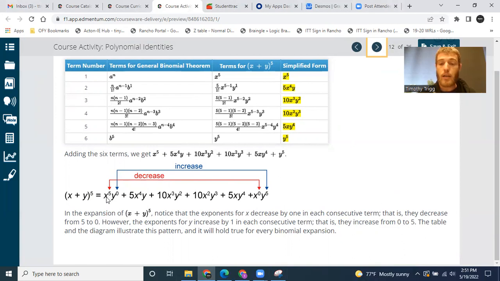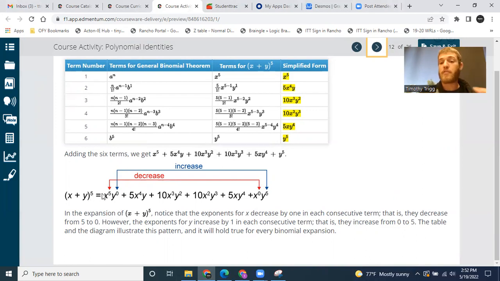Notice my x degree is decreasing each term, right? X to the power of 5, x to the power of 4, x to the power of 3, x to the power of 2, then 1, then 0. But our y's are increasing. Y to the power of 0, y to the power of 1, power of 2, y to the power of 3, power of 4, power of 5. Okay? Now, that's how all these are going to be done when you have x to the power of 5.